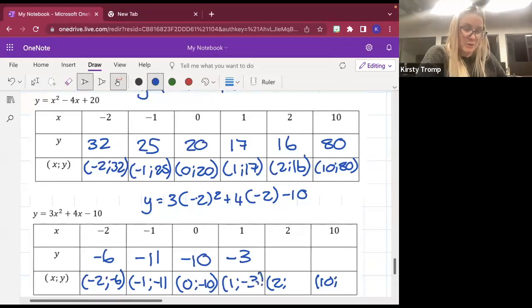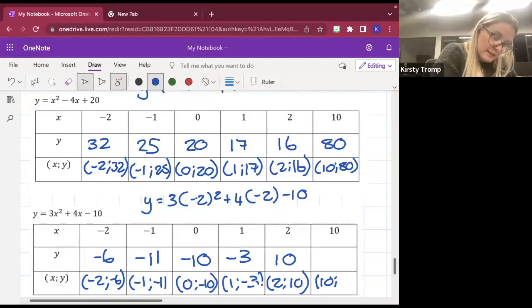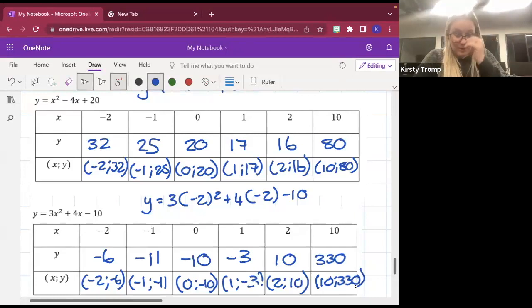Okay, for my next one, I'm going to go put in a 2, right? So instead of seeing the x, I'm going to see 2. And so I'm going to get 10. And for my very last one, instead of seeing an x, I'm going to put a 10. And when I put the 10 in, what answer do I get, everyone? I get 330. So 330.